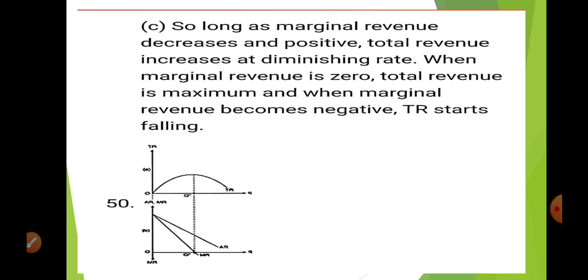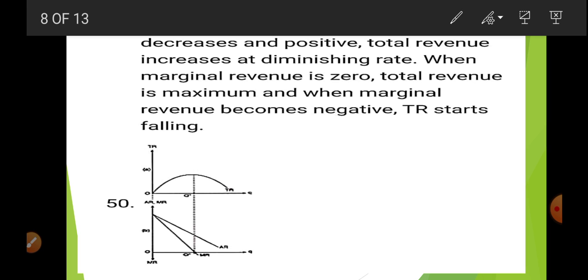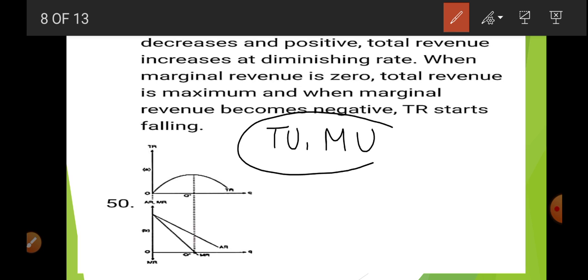So long as marginal revenue decreases and is positive, total revenue increases at a diminishing rate. When marginal revenue is zero, total revenue is maximum, and when marginal revenue becomes negative, TR starts falling. So this is exactly like TU and MU. If you have learned it properly, there will be no problem in studying TR and marginal revenue.